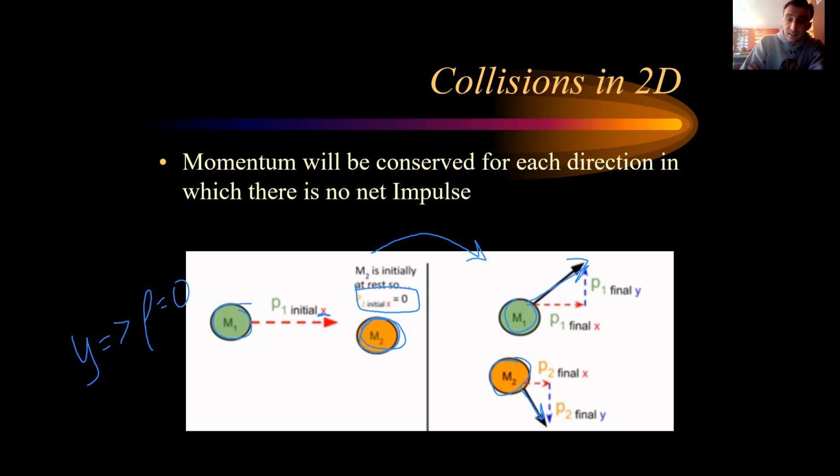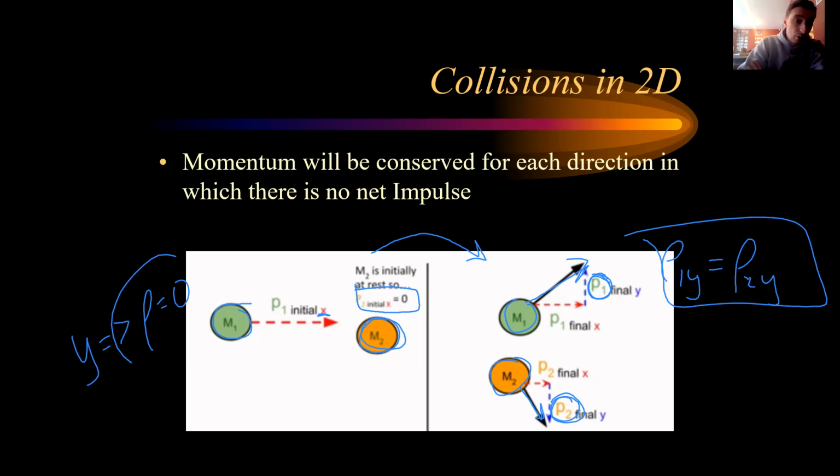So what this means is that P1 in the Y plus P2 in the Y has to equal 0, because neither of these are moving up and down initially. If this one's moving positive, this one's going to be negative because it's moving down. They have to cancel out, so they equal 0, because the total momentum in the Y direction has to equal 0.